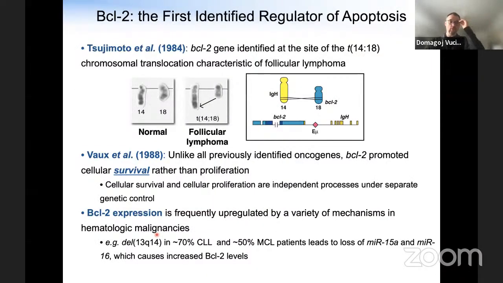So BCL2 is the first identified regulator of apoptosis. That was many years ago, and it was identified because of a chromosomal translocation in follicular lymphomas. And then others, such as David Vaux and others, described that this is really causing enhanced survival, not proliferation, because before, it was known that RAS, MYC, and others work by enhancing proliferation. But the important part here is that you're enhancing survival of the cells, not just proliferation, which is a consequence of that. And we know that BCL2 is now frequently upregulated by various mechanisms in hematological malignancies, in CLL and so forth, mostly because of the upregulation of its levels due to this translocation and enhanced expression.